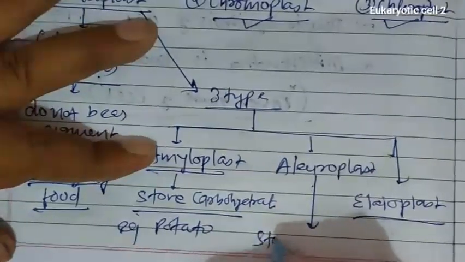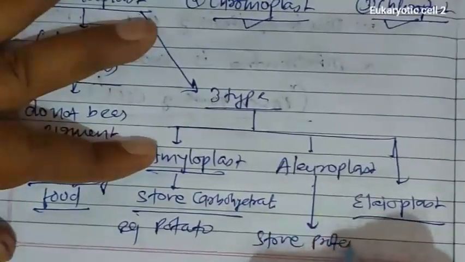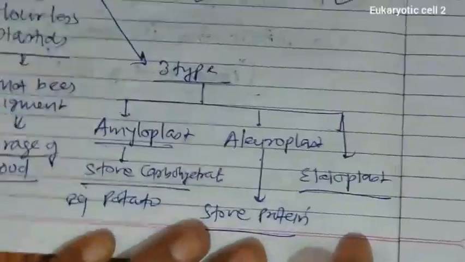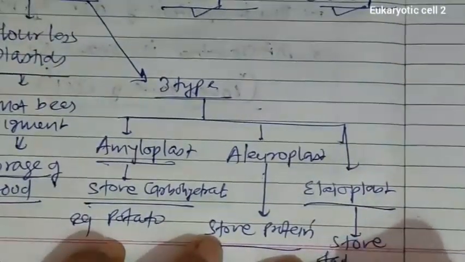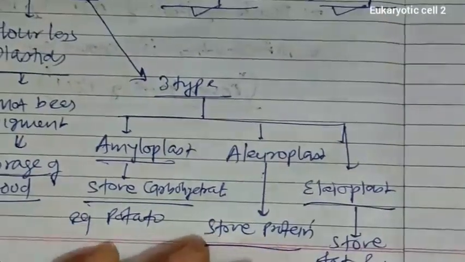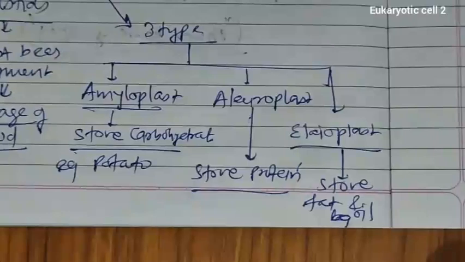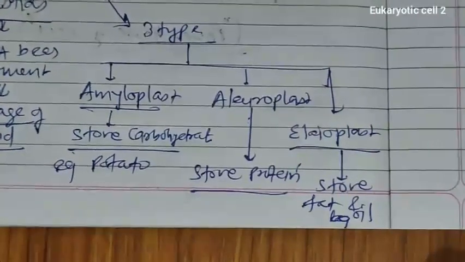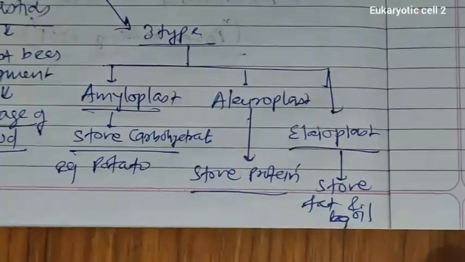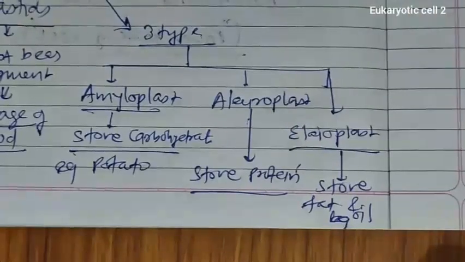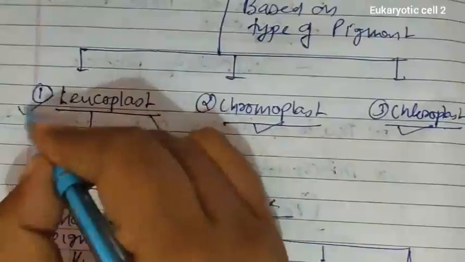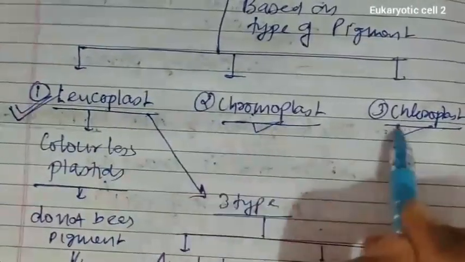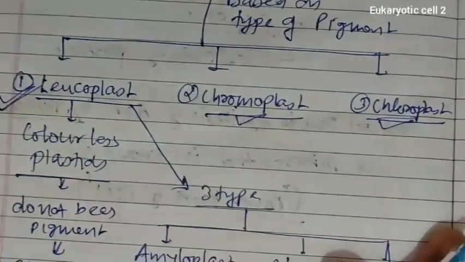Aleuroplast store protein, and elaioplast store fat and oil. So fat and oil is stored in elaioplast, aleuroplast store protein, and amyloplast store carbohydrate. So this is the function of storage of leucoplast, which is a colorless plastid. Now after completing this leucoplast, we will discuss the chromoplast, then we will talk about the chloroplast.